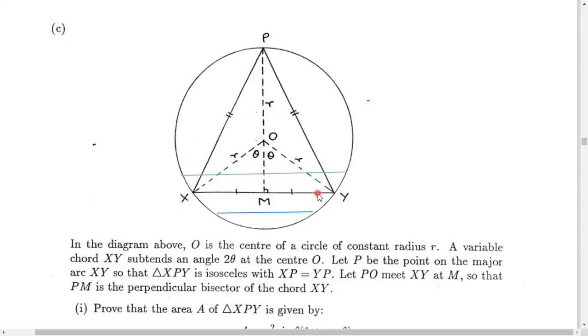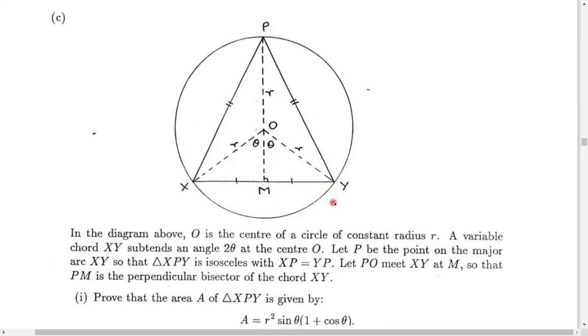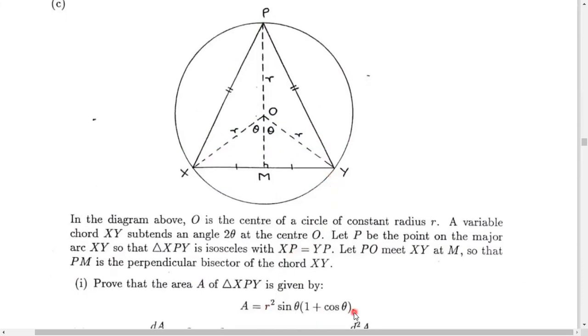And to be clear of what we mean by XY can move around, if XY was on the green one, then theta would be a bit bigger, and P would still be there, okay? So that would be what that would look like. And if it was blue, then it would look like this, okay? So basically, that's why we're saying XY is not fixed as it moves around. You're going to get a related construction in all those cases. So the first thing we're asked to do is prove the area is related to this function.